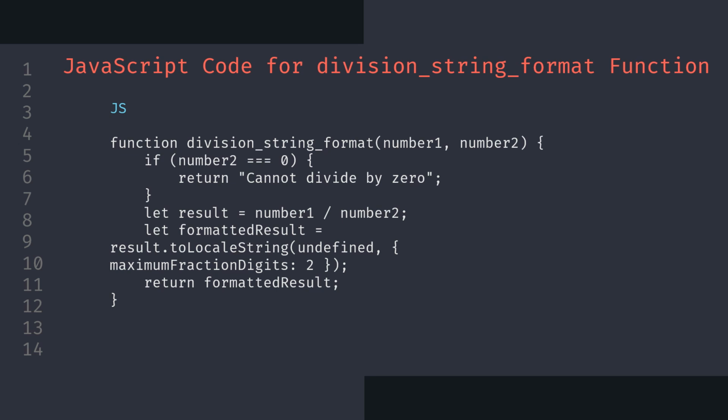This function divides two numbers and checks for division by 0. The toLocaleString method formats the result with commas and limits it to 2 decimal places, making the output clean and readable.